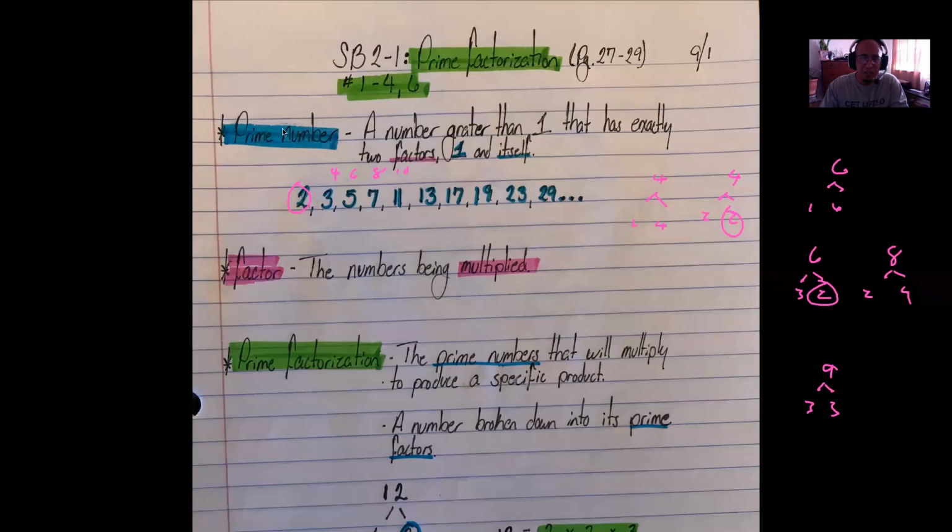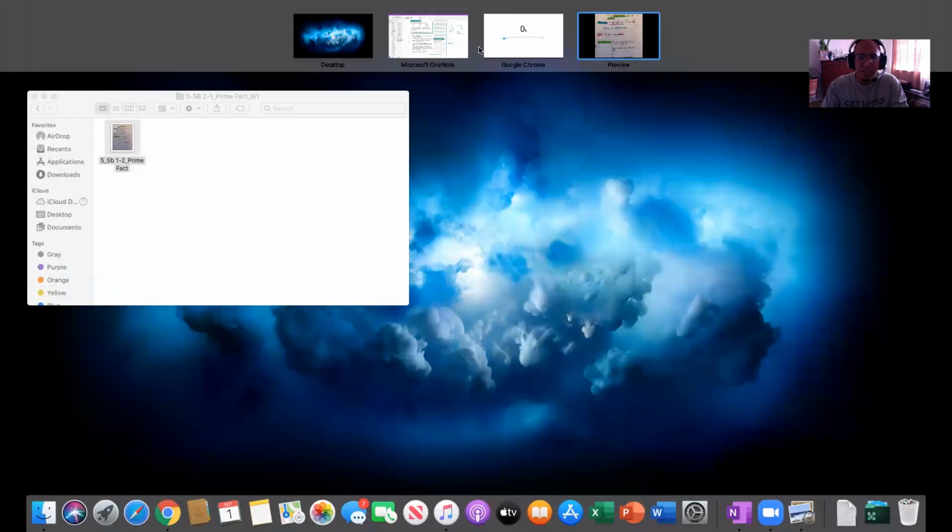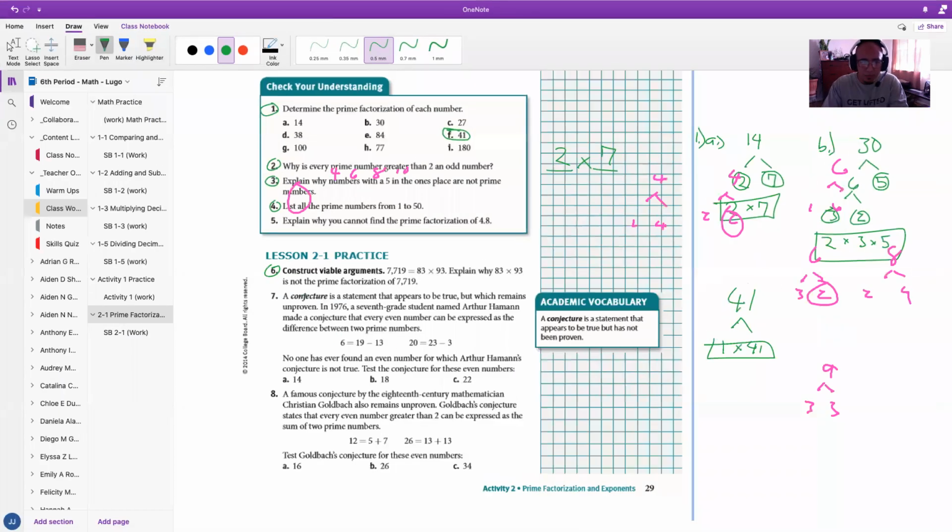There's going to be similar logic in number 5. I'm going to let you try that on your own. But it's asking the question in number 5: what about the numbers that end in 5, like 15, 25, 35? Why are these not prime numbers?